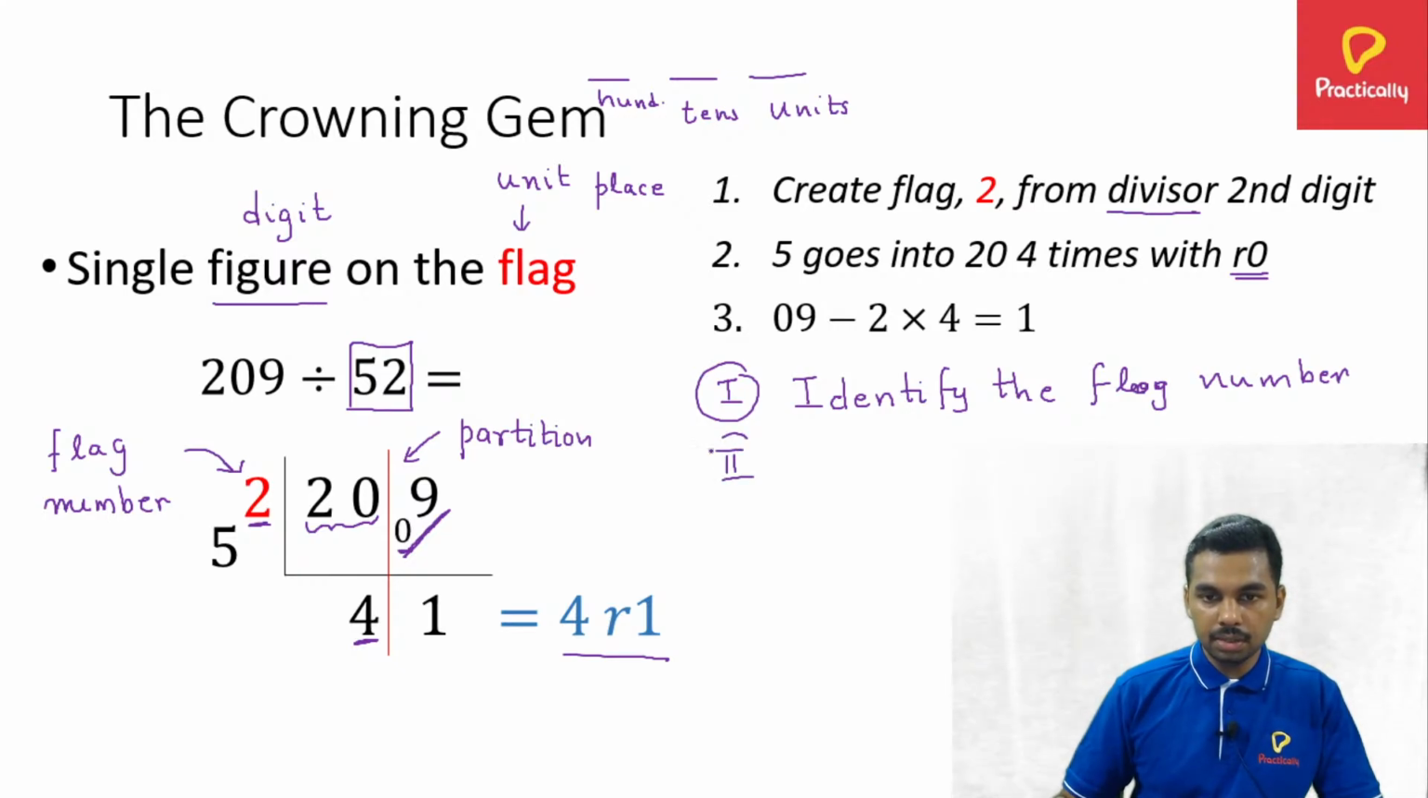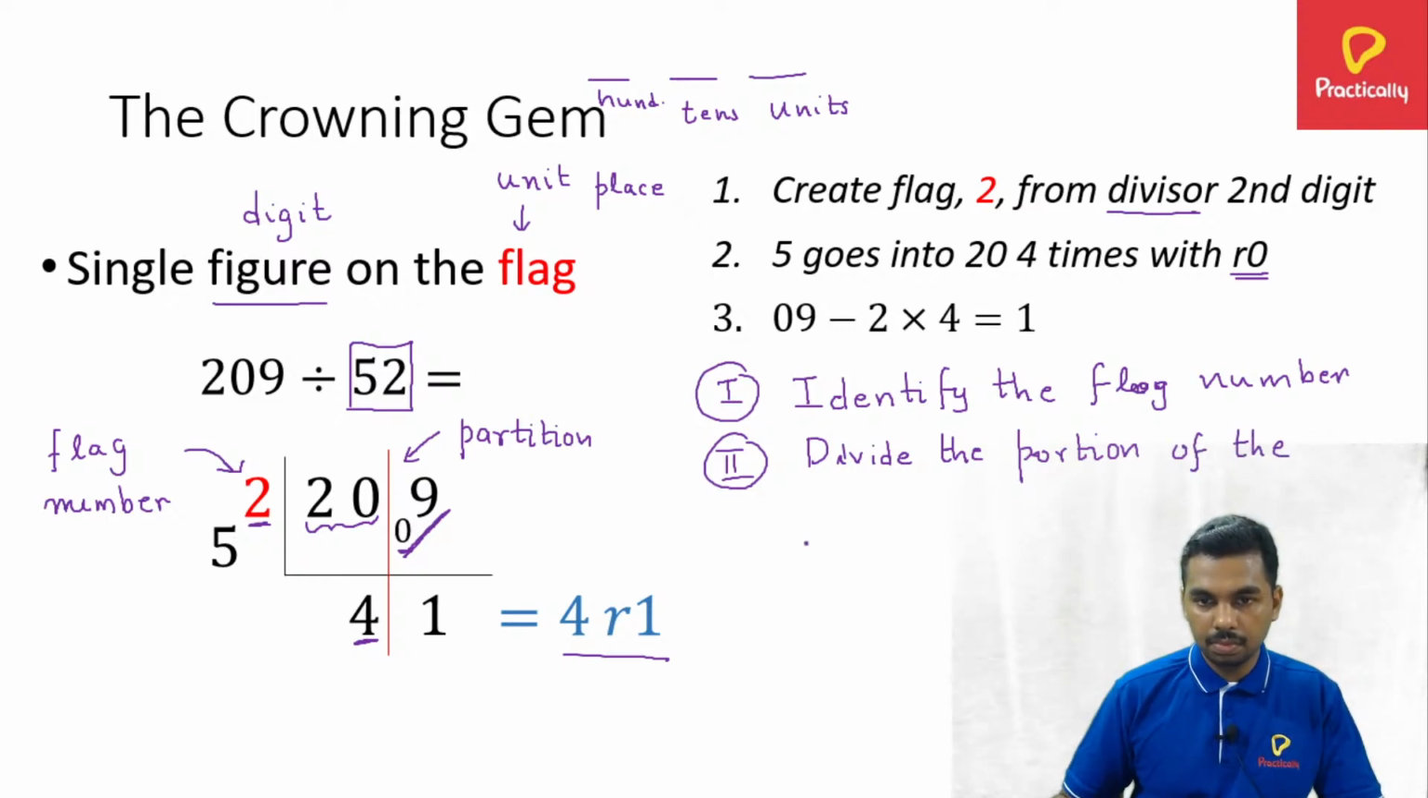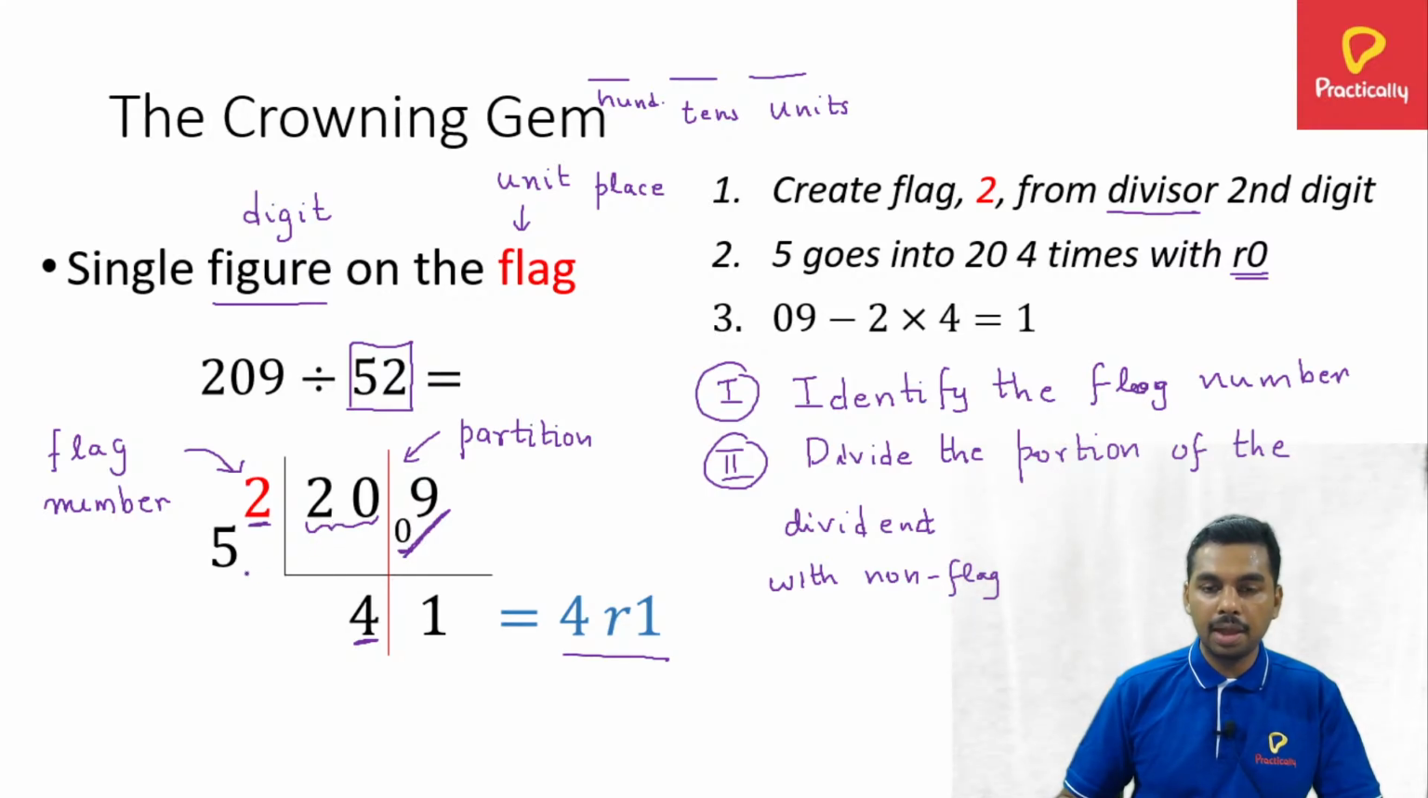The second step is to divide the dividend. The dividend here is 20 after considering the partition. Divide the portion of the dividend with the non-flag number. So the non-flag number is 5. What you have to do is 20 divided by 5. The answer is 4 with a remainder of 0. So you will put the answer 0 as a subscript over here.